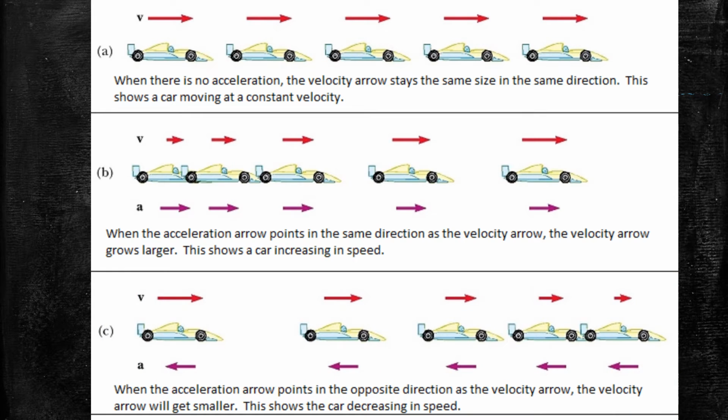As compared to this picture in C, you have your velocity vector pointing to the right, your acceleration vector pointing to the left. So this is showing you that there's an acceleration, but you are now decreasing speed. So when the acceleration arrows point in the opposite direction as the velocity arrows, the velocity arrows get smaller. This shows the car decreasing in speed. So you really need to pay attention to what your velocity vectors are doing and what your acceleration vectors are doing in order to determine how an object is moving.